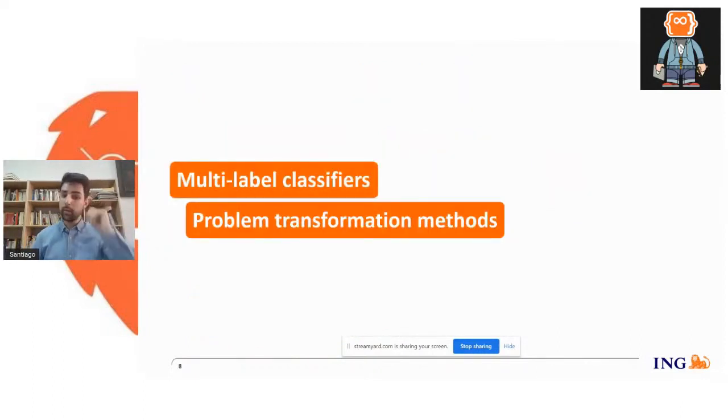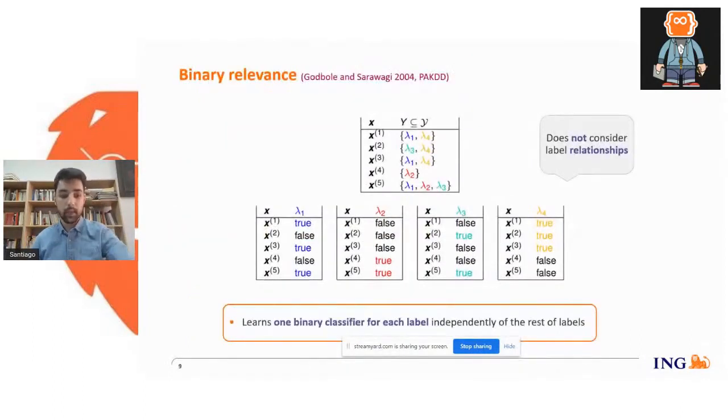So let's go then with the problem transformation methods. The first one, called binary relevance, is the simplest method. Basically, it just transforms the multi-label problem into as many single label problems as labels. For each of the labels, it's going to learn one binary classifier independently of the rest of the labels. Then the relationships between labels are not going to be considered. As I said, this is the simplest method, so let's see how we can improve it.